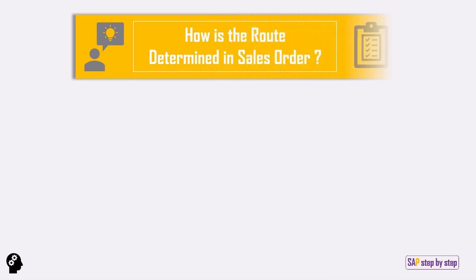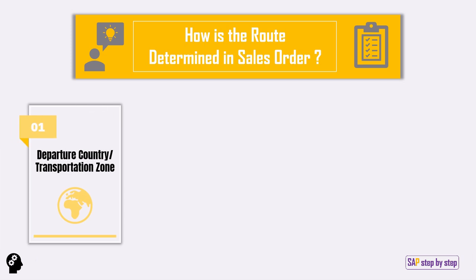How is the route determined in sales order? When we create a sales order, SAP determines the route based on four main elements. 1. Departure country and transportation zone. The departure country is the country from which goods are shipped. The transportation zone groups regions within a country that share similar transportation characteristics. For example, metro, rural, remote areas. These are assigned to the shipping point and help determine the starting point for route planning.